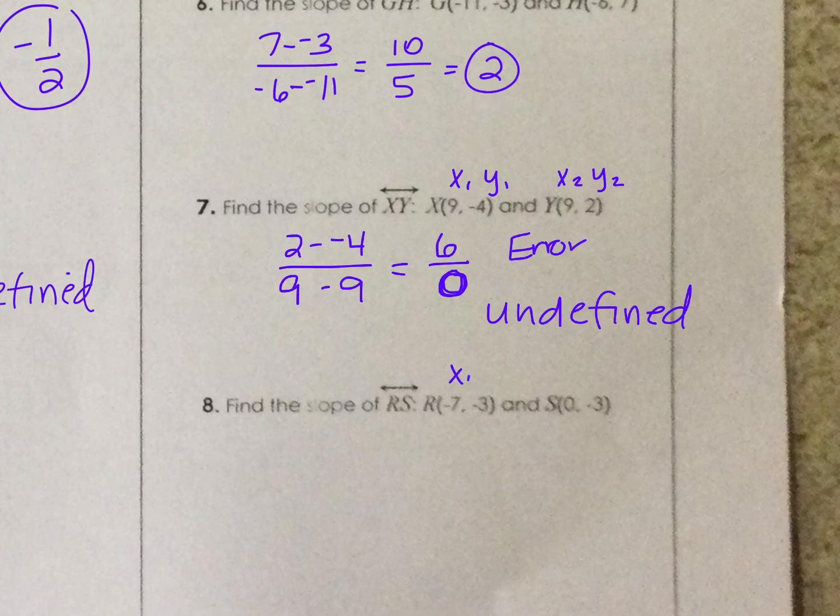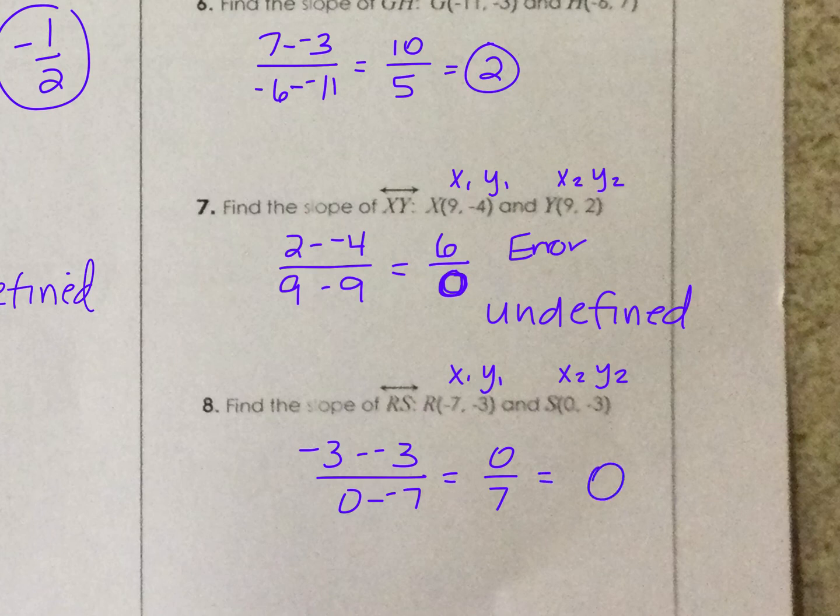The next one, x1, y1, x2, y2. Negative 3 minus negative 3 over 0 minus negative 7. That gives me 0 over 7. If you type that in your calculator, it's going to tell you 0. That means it's a straight across line with a 0 slope.